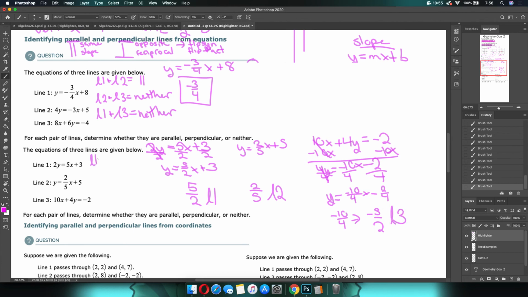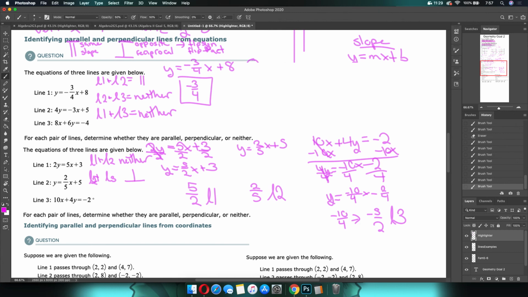So line 1 and line 2, what's so special about them? 1 and 2, well, the fraction is flipped, so we got that part, but is the sign flipped? Nope, so that's neither. All right, how about line 2 and 3? 2/5, -5/2. Positive, negative. Everything flipped, so this is perpendicular. Lines 2 and 3. Line 2 and line 3 is perpendicular.